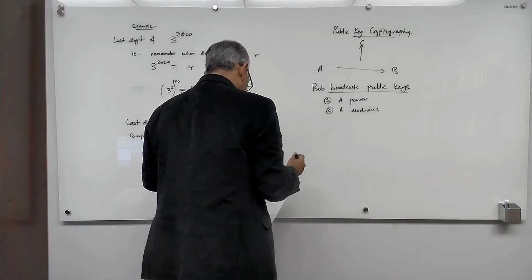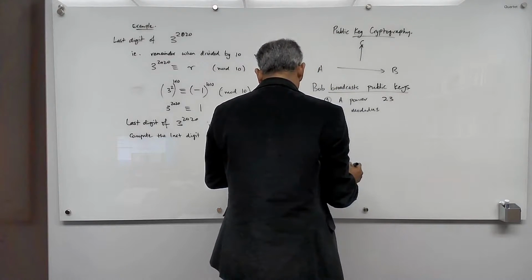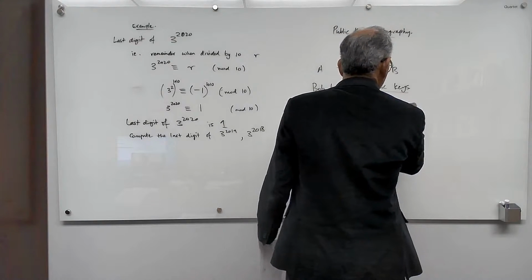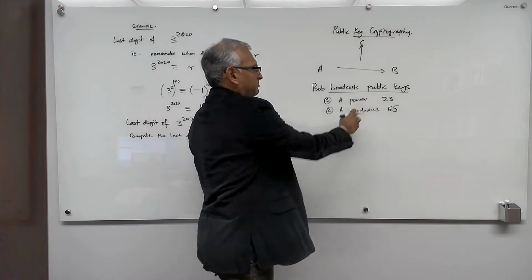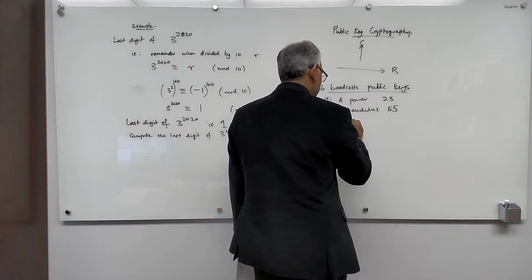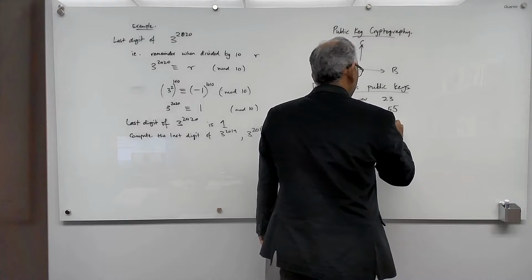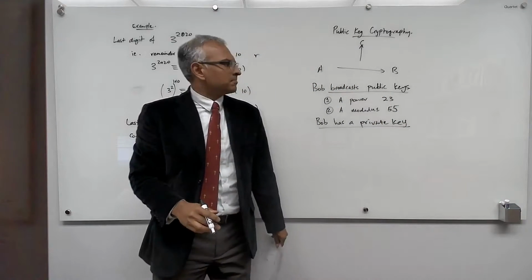So let's take an example. Suppose Bob broadcasts the power 23 and the modulus 55. Corresponding to these two numbers that Bob broadcasts, which are called his public keys, he has what's called a private key. Bob has a private key, which is very hard to compute from the public keys.